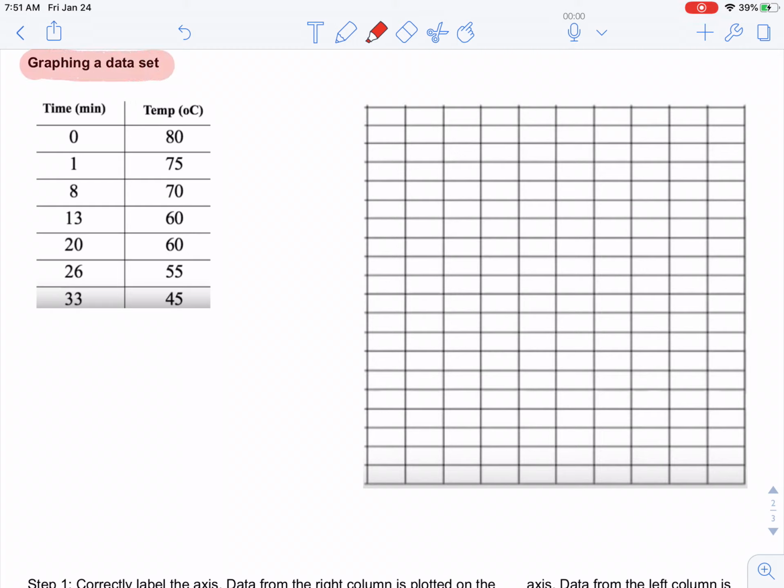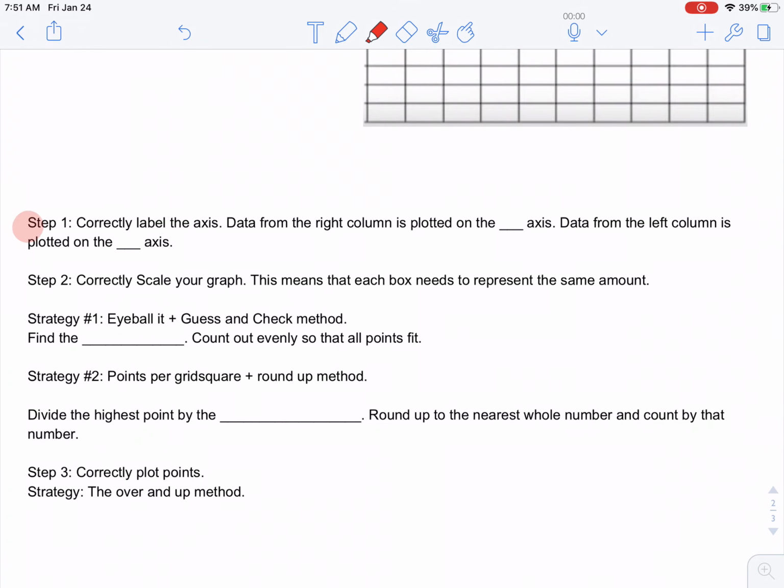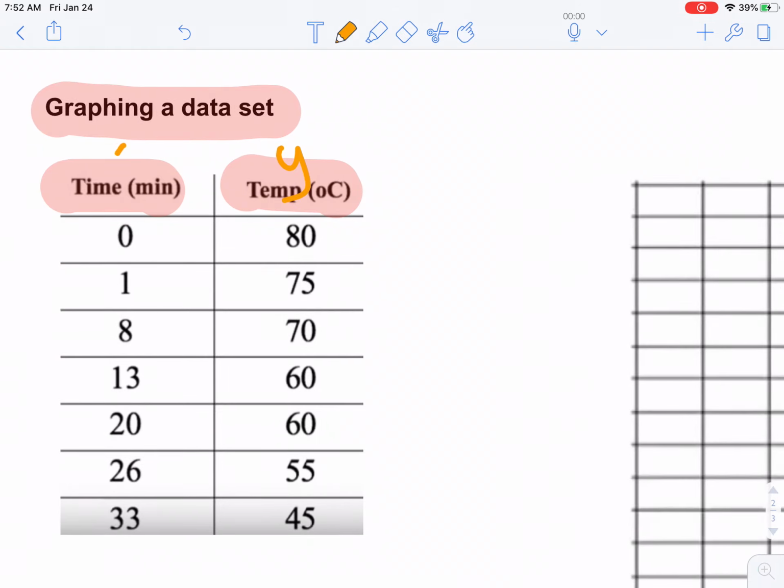Graphing a data set. So here we have a variable and a unit, the x and y axis. Let's look at the steps to graphing a data set. Step 1. Correctly label the axes. Data from the right column is plotted on the y-axis, and data from the left column is plotted on the x-axis. So y and x. Data on the right column is the y, you know this, and data on the left column is the x.